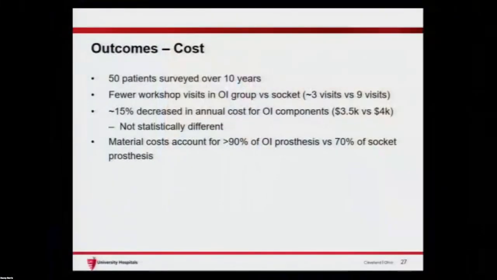procedure like this. Actually, if you look at this, the prosthetic costs for OI on a year-to-year basis are actually lower than some of the socket-based prostheses on a year-to-year basis. That's actually highlighted by a different study that we'll show right here, which looked at surveys of patients over a 10-year period that saw the patients with OI had fewer workshop visits for their prosthetic, 3 versus 9. They actually had a decreased annual cost for the components as well.